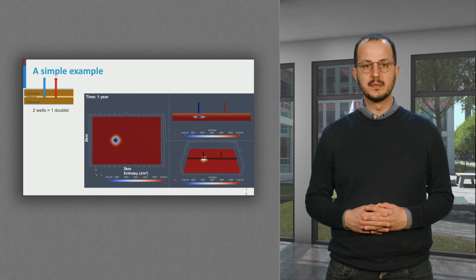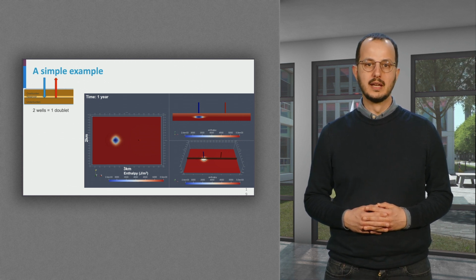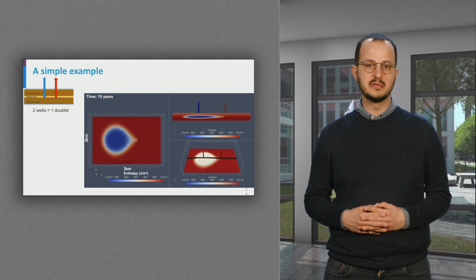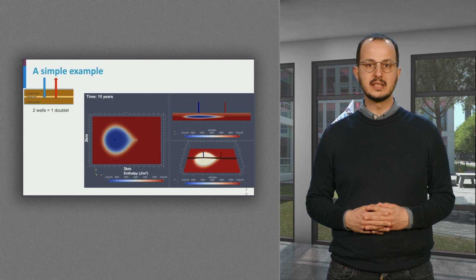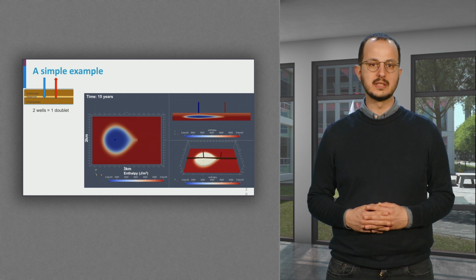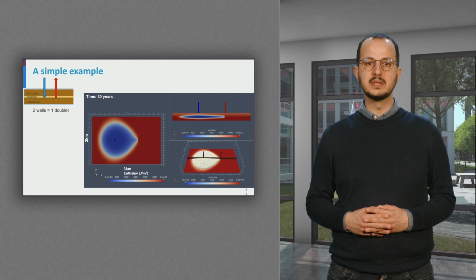After 1 year, the cold plume of the re-injected water starts to be noticeable. After 15 years, a large volume of the reservoir is affected. A characteristic tear-shaped plume towards the production well is observed. This might result in a production temperature decrease. After 30 years, the cold plume is clearly affecting the production well.